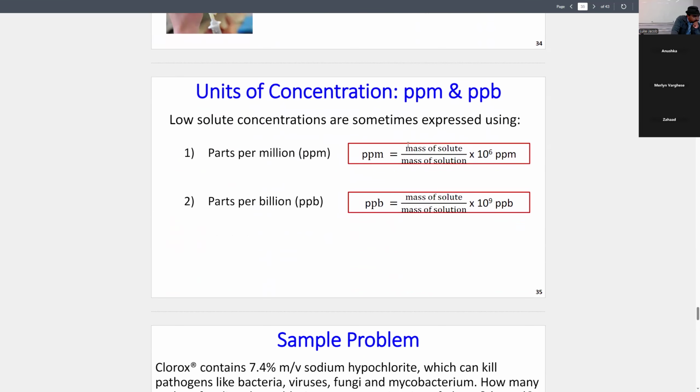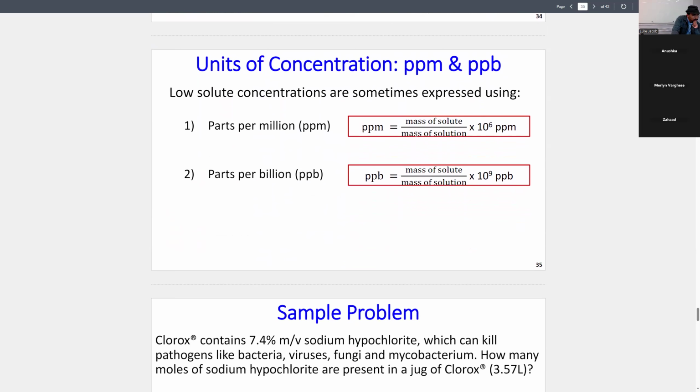And then this is parts per million, parts per billion. I always just know the dimensional analysis and stuff. I keep yapping about that, but that's just how it is.